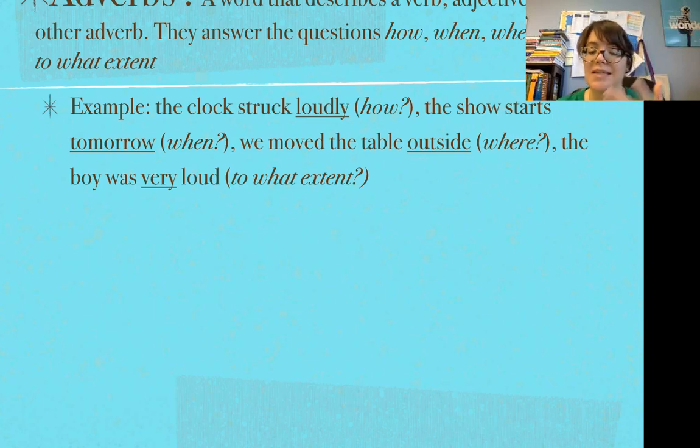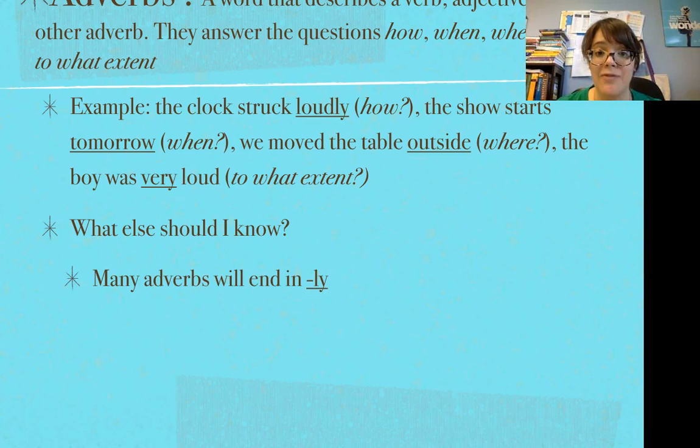So notice each of these: loudly is describing my verb struck. Tomorrow is describing my verb starts. Outside is describing my verb moved. Very is describing my adjective loud. All right, and most of our words like very, really, those will be adverbs. All right, now many adverbs end in ly. You saw that with loudly.